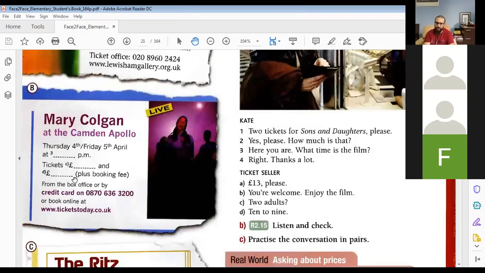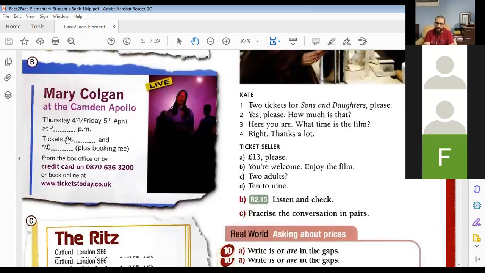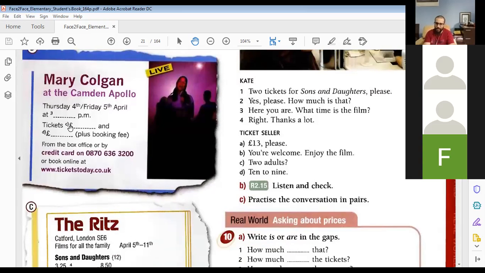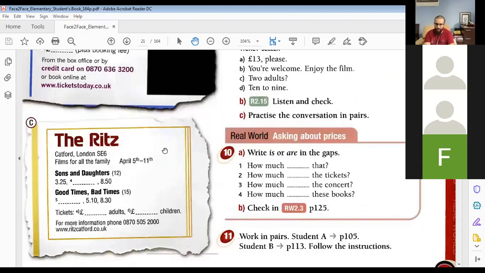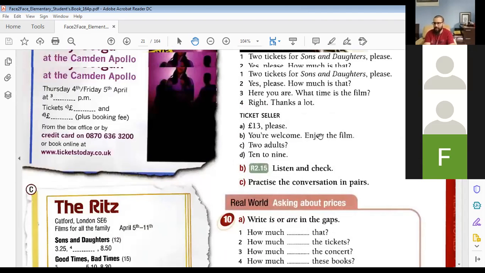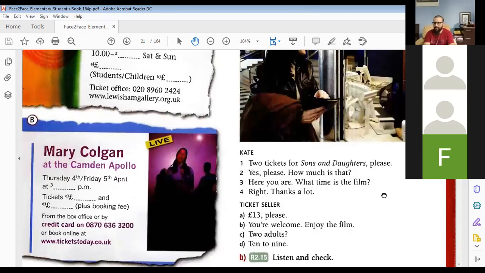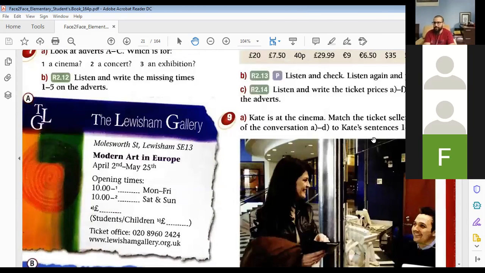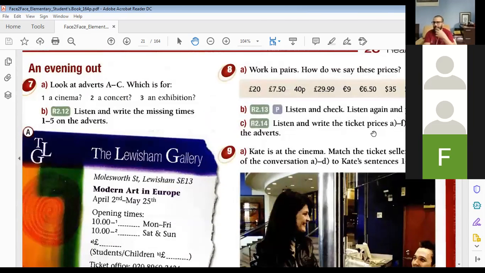So we finished them. The only extra thing was the prices. We talked about the prices of the tickets. We listened to the prices. That's the only thing we talked about, because here in exercise 8, the focus is how to say prices. Okay. So in English, there's a specific way of saying prices.